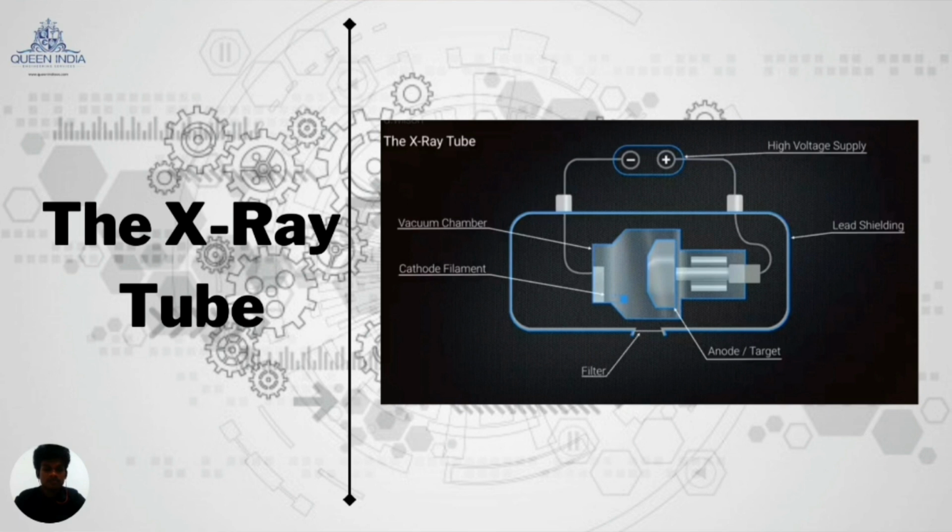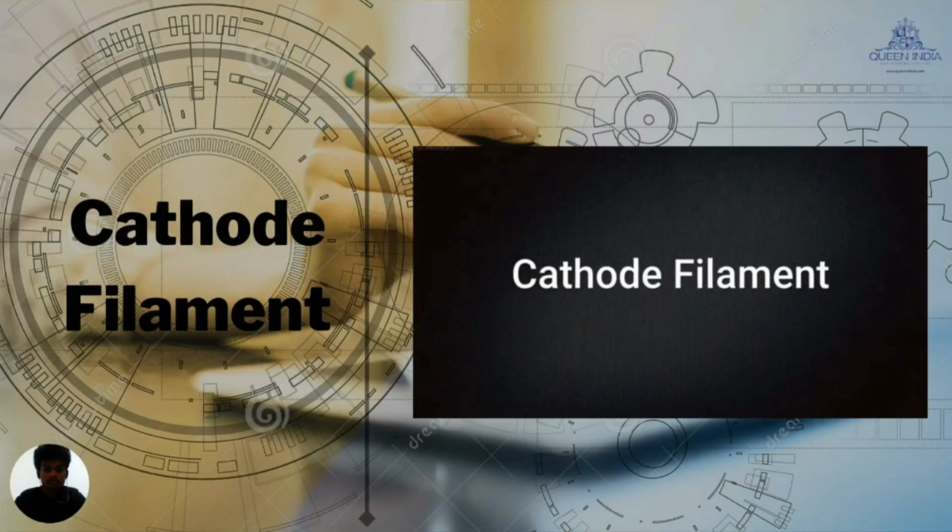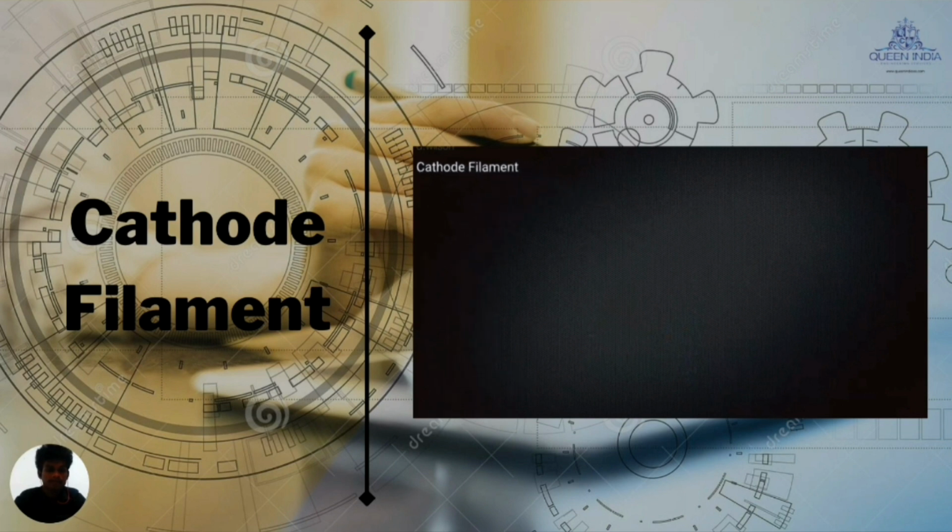Filter. We know that X-rays with low energy will not be useful. So here we are using a filter to remove the low energy X-rays. Now let me explain each and every part in detail. Number 1 is the cathode filament. The purpose of the cathode filament is to produce electrons.